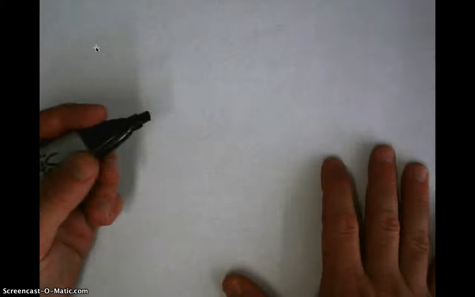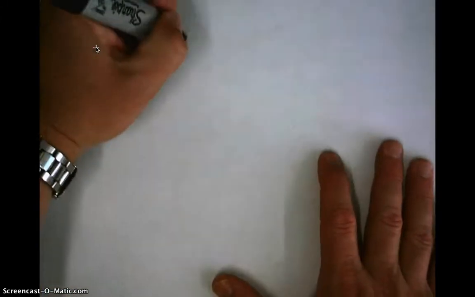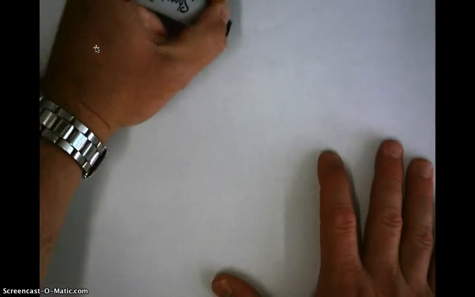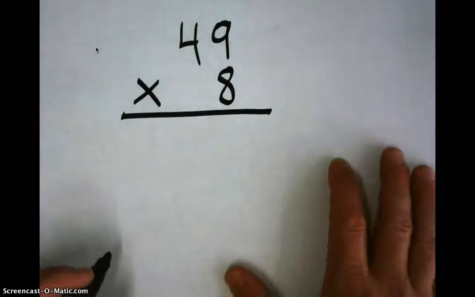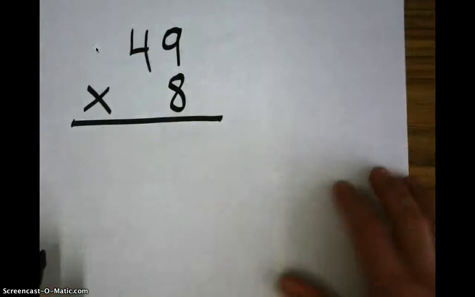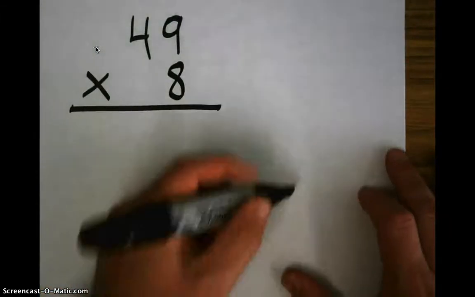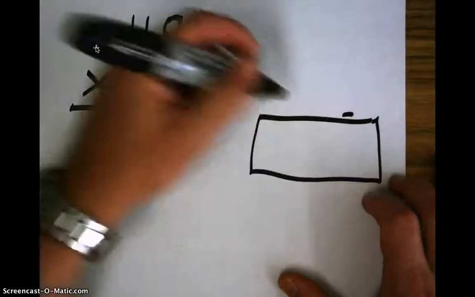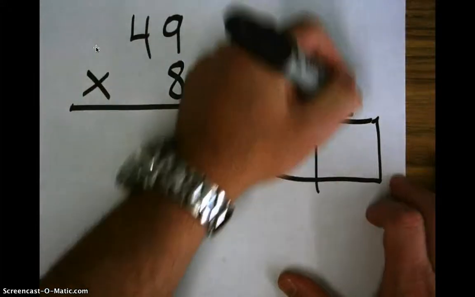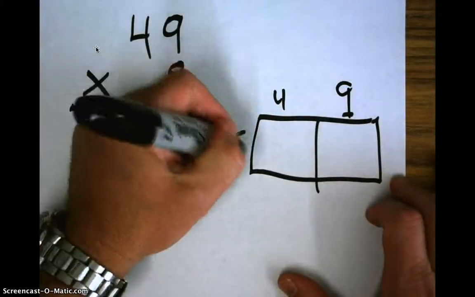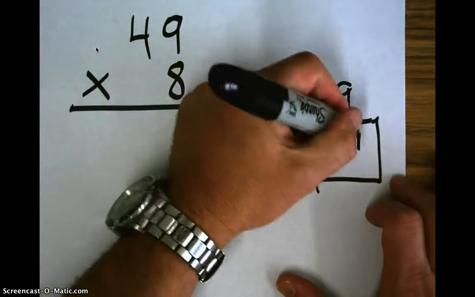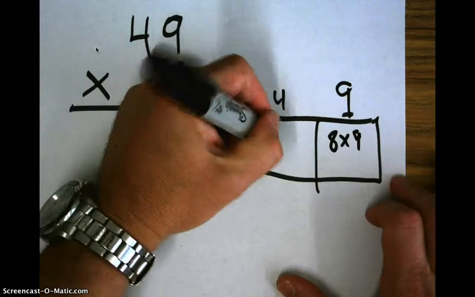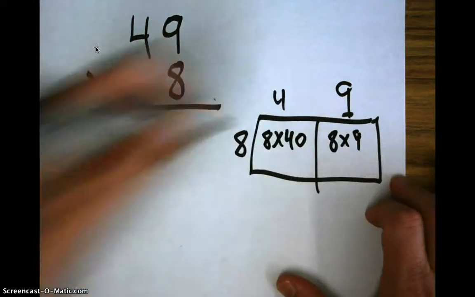So let's take a look, and this is actually one of the problems on your homework. This is number 2. Let's go ahead and do it. 49 times 8. If I have a problem like this and I want to solve it using the partial products method, well, it used to be that you would draw a box, right? You'd draw a box like this, and you'd do 40 and 9 times 8, so 8 times 9 in this box, and 8 times 40 in this box, right?